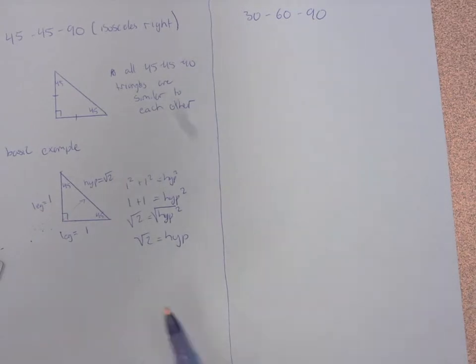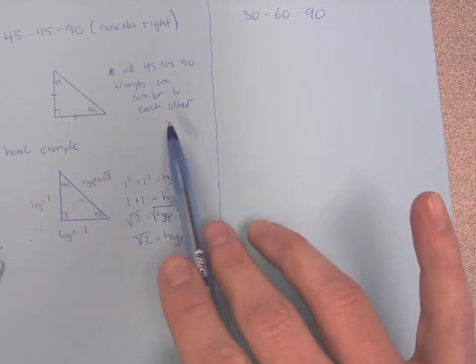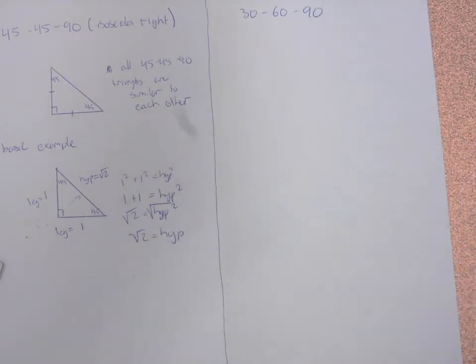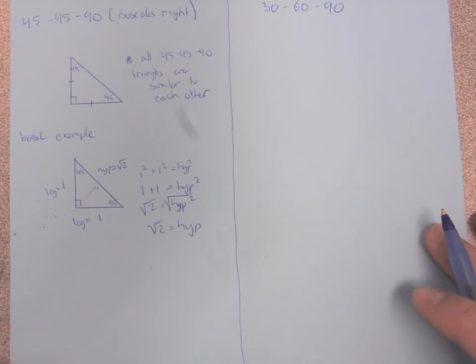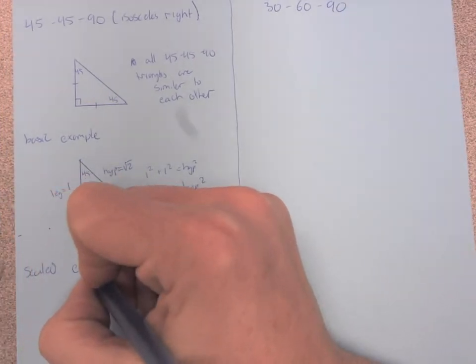Now, a bigger triangle, a bigger 45, 45, 90 will have bigger sides, but the relationships between the sides will be the same because all 45, 45, 90 triangles are similar. And if the triangles are similar to each other, then their sides are in the same proportion. Okay? So let's do a scaled example.